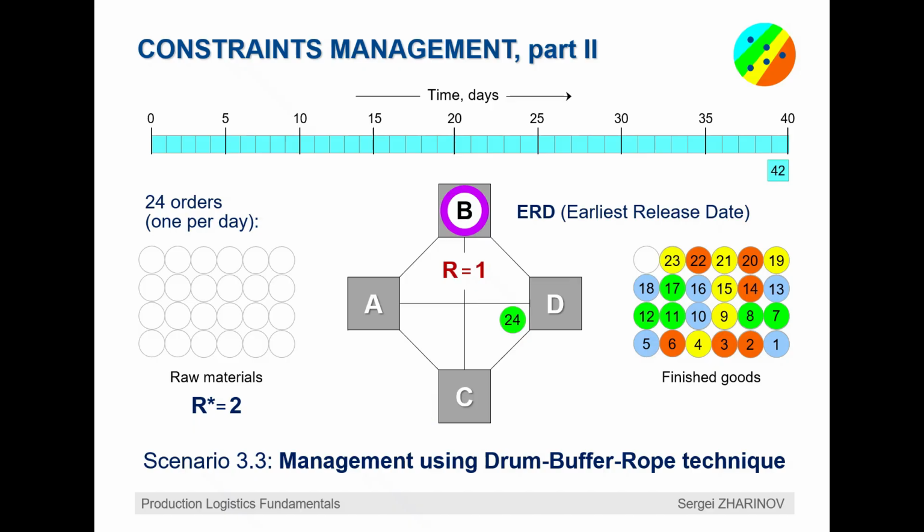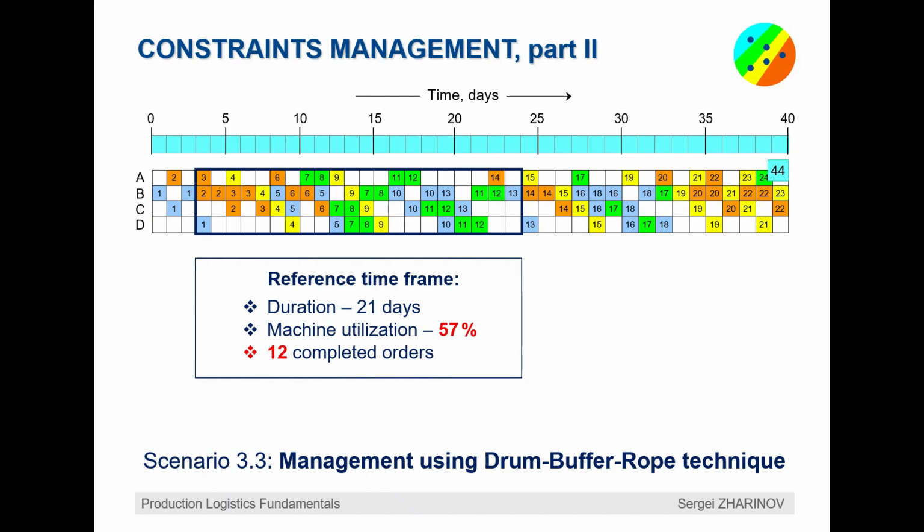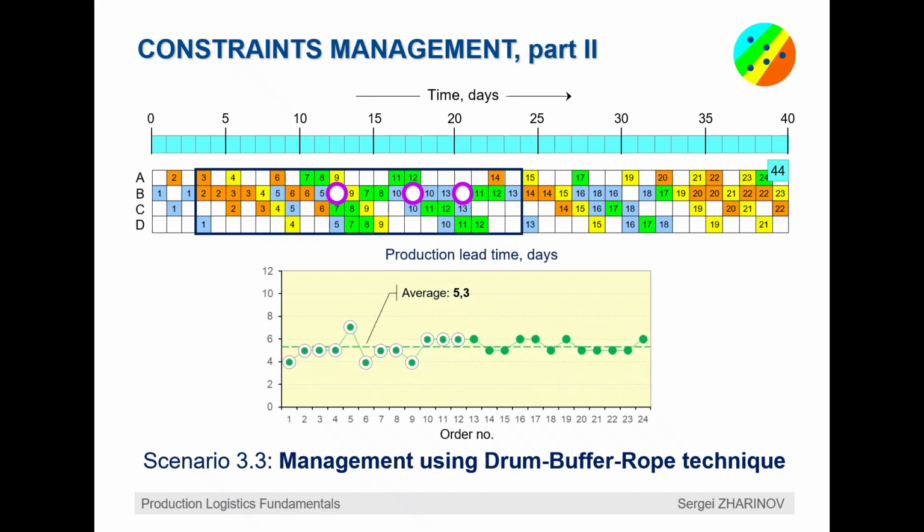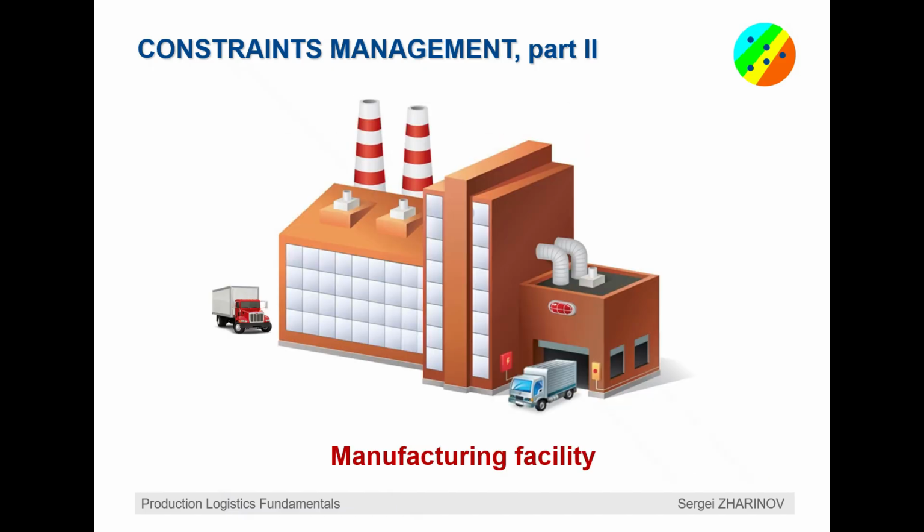As a result, the last order is completed on the 44th day only, instead of the 38th in previous scenarios, which in turn leads to a decrease in the overall system's capacity. So that only 12 orders instead of 14 are now completed within our reference time frame, although the system continues to operate stably at even lower work-in-process level and shorter production lead times.